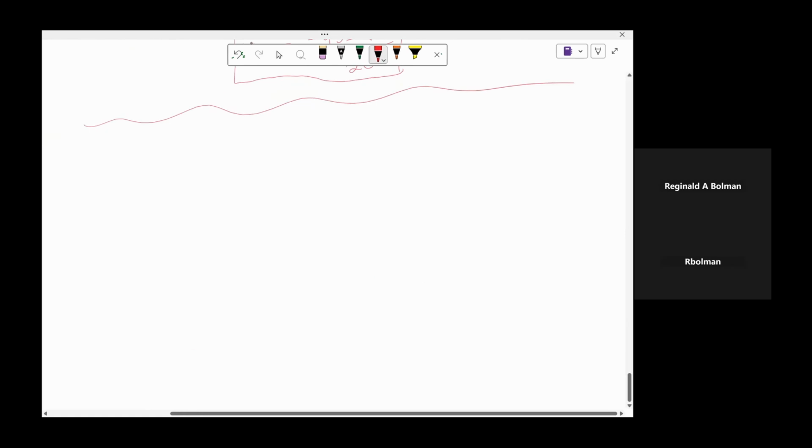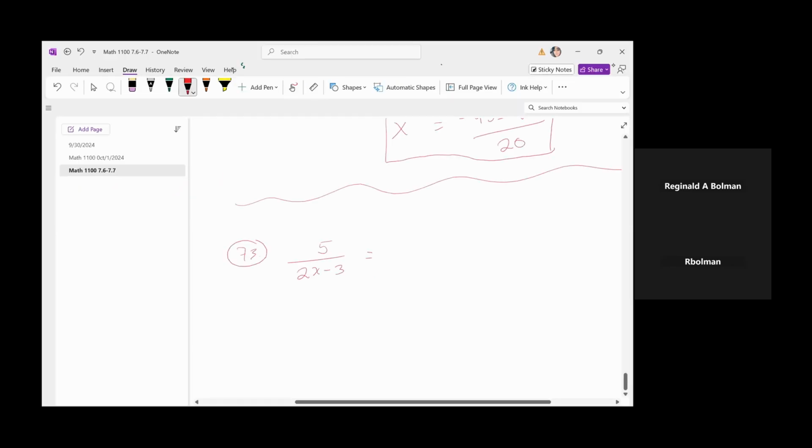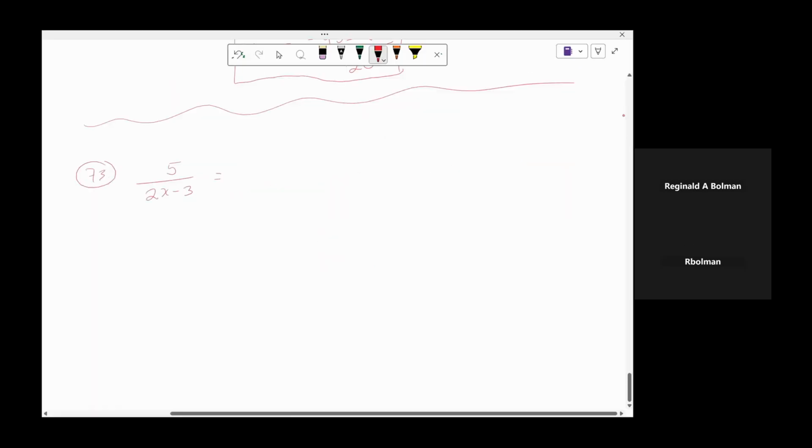Suppose you've got a situation, say this is problem 73 in your textbook. Say you've got 5 over 2x minus 3, and this is equal to, now let me just check my battery. It's like my battery's getting a little low, but I think I should have enough to finish out this lesson. So we've got 5x over 2x minus 3. That's equal to 3x over x minus 1 minus 5 over 2x squared minus 5x plus 3.